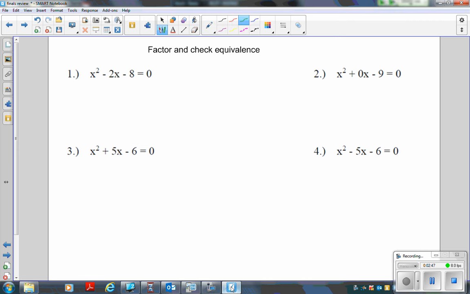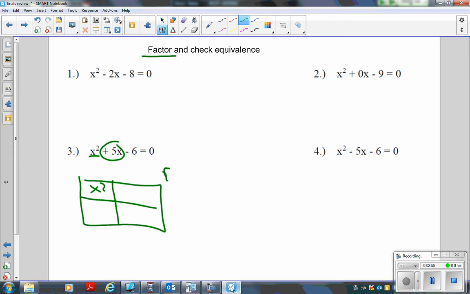Again, this is a factor, so it means we're going to draw a box. When you factor, you always draw a box. The first one goes in the first box. The middle one goes in the middle right here. And the last one goes in the last box. Now all we have to do is figure out the two numbers right here that will add together to give me that 5. And that's pretty easy.